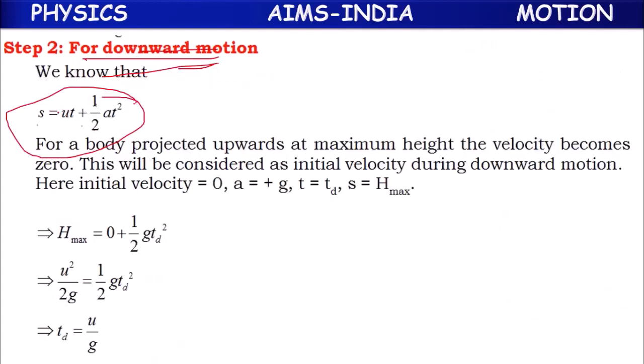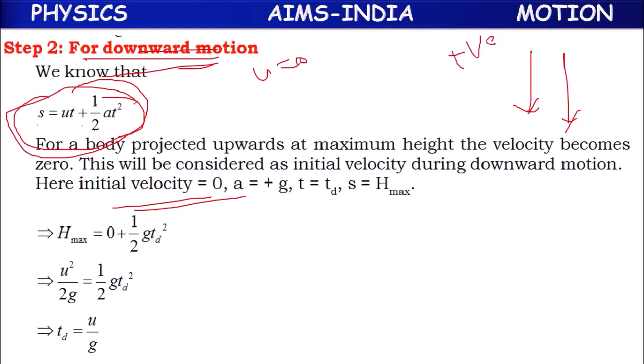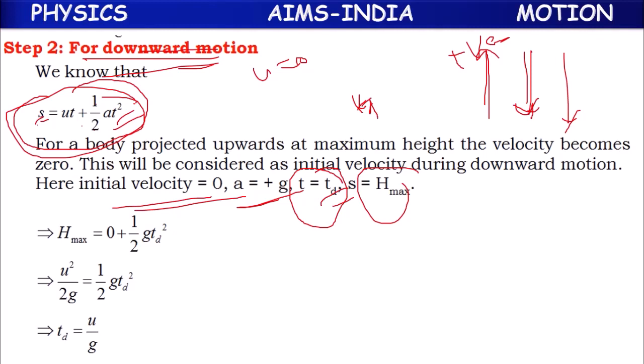So we have to take the formula s equals ut plus half at square, where the beginning velocity u equals 0. As it is falling down, the attraction force is also downward, so g will be positive. For falling down, how much time will it take? The time of descent is taken as td. This distance is nothing but h max. While throwing, whatever height it went up, the same amount of distance it will come down, so we can take the distance as h max.